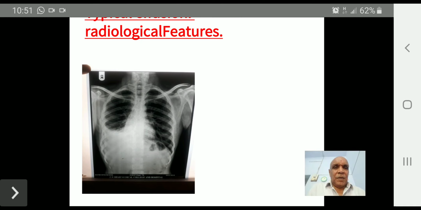This is the typical case of the effusion. There is a dense radio-opacity at the right base. We can't visualize the right CP angle and dome of diaphragm, and we can't see the lower half of the right cardiac border. We can't see the air bronchogram sign. There is some shifting of the mediastinum to the left side. So it is the right side pleural effusion.